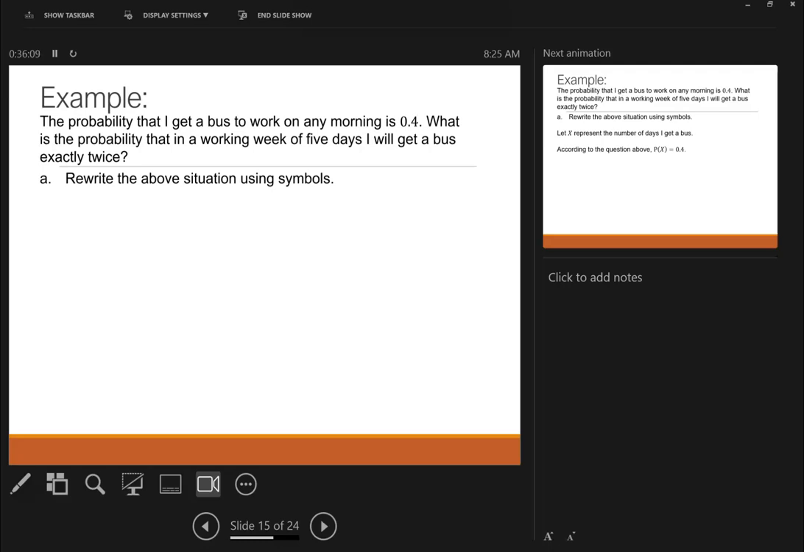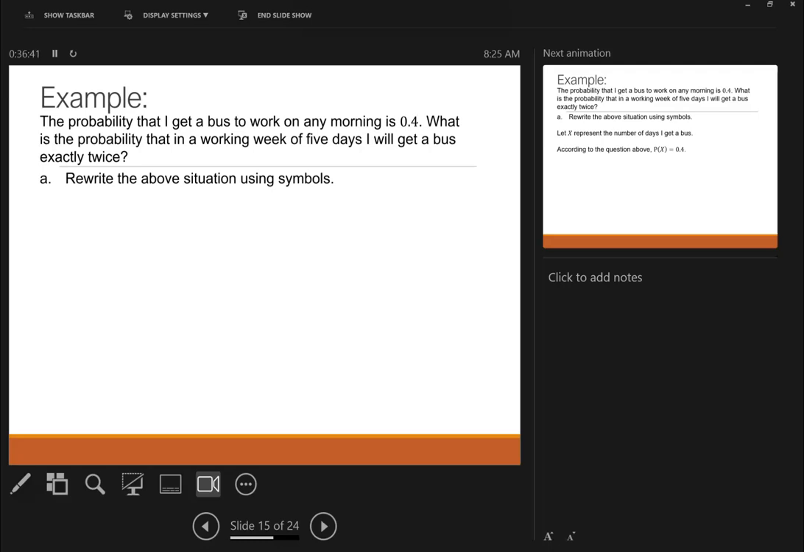The probability that I get a bus to work on any morning is 0.4. What is the probability that in a working week of 5 days, I get a bus exactly twice? Even before you can do that, you have to decide, is this a probability distribution? That's the first thing you want to do, is investigate that.